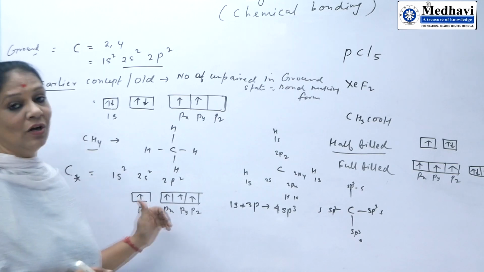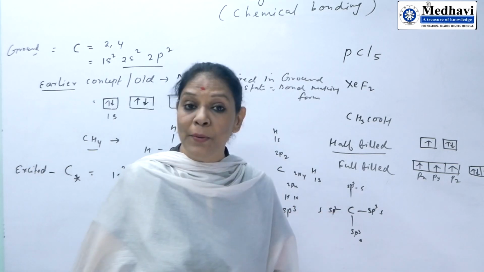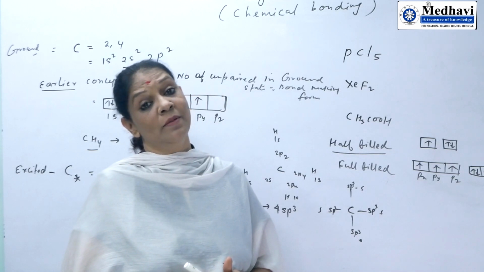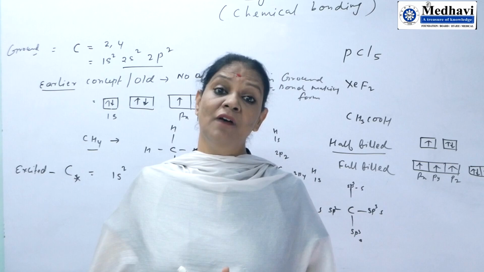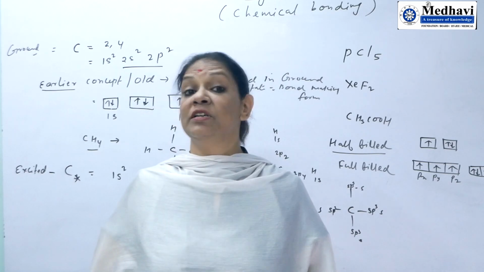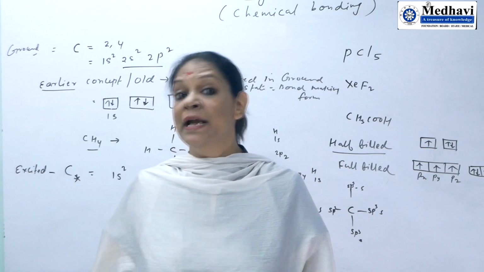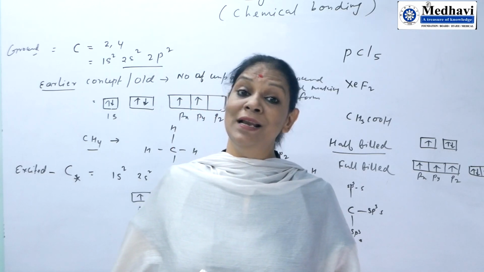So after getting the concept of hybridization, we came to the conclusion that it is not pure orbitals that are involved in bonding, it is the hybrid orbitals that are used for making bonds. That's why all 4 bonds are equal, or 3 bonds are equal, or 5 bonds are equal, depending upon the type and number of pure orbitals mixed.